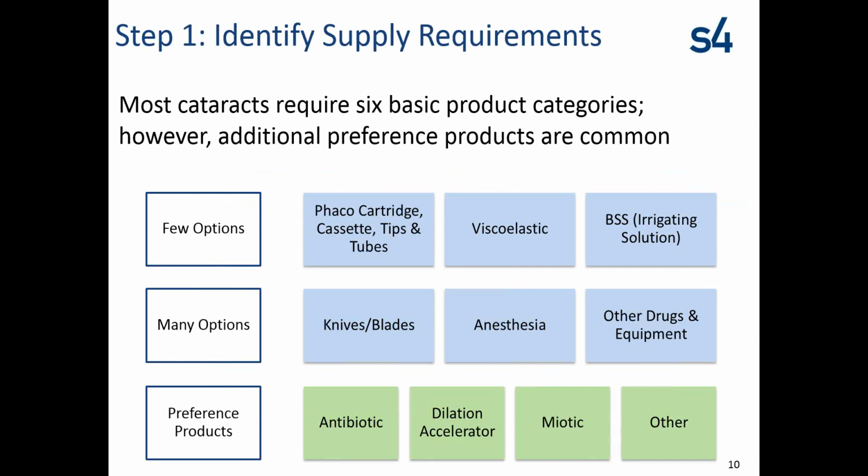Then there's the category of many options. We use lots of different types of knives and blades, different anesthetic options, as well as drugs, and within each of those drugs we find variances between the various antibiotics physicians are using and other categories. Then we also have to consider our preference products. These are variable, and these are the areas that are going to require a behavior change in order to realize savings. In the case of cataracts, we found that to be antibiotics, the dilation accelerators, the miotics, and some other categories as well. Some knives and blades may fall into this preference category as well. Next slide, please.